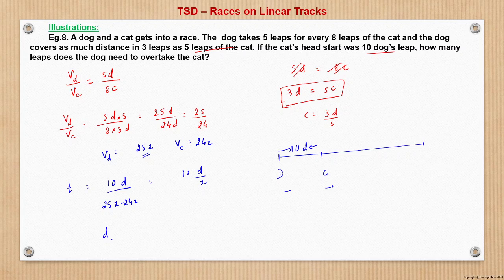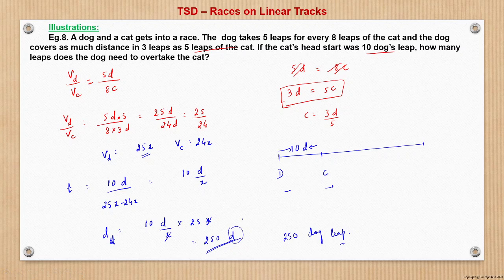So the distance covered by the dog is nothing but time 10D by x into velocity, which is 25x. This gets cancelled, so it becomes 250D, right? 250D. So therefore the dog has to take 250 leaps. D means one leap of the dog, so 250 dog leaps to catch the cat.